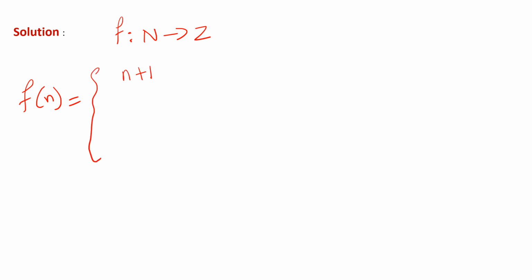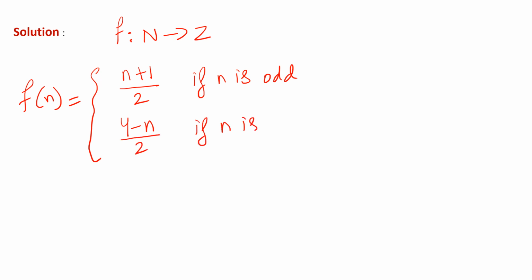Now students, we have been given two functions f and g. The function f is defined from N to Z and f of n is given as n plus 1 whole divided by 2 when n is odd, and it is equal to 4 minus n whole divided by 2 when n is even. Now students, let's check the 1-1 and onto nature of the function f of n.